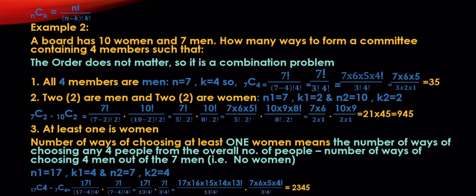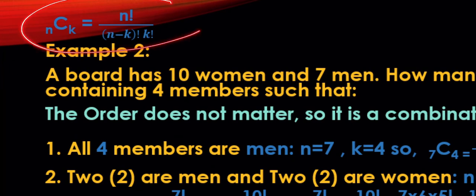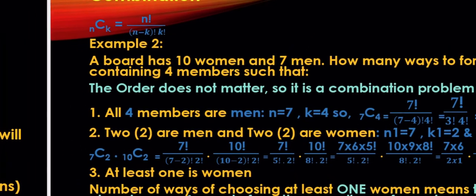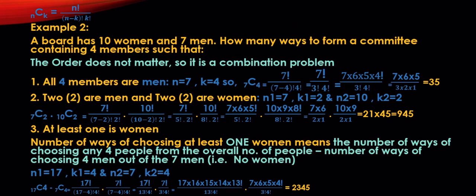Okay. Coming here to another example, example number 2 on the combination as well. Here I just highlighted the formula for us to remember it. nCk equals n factorial over n minus k factorial times k factorial. I'm repeating it just to keep it in mind, because it's good to find a way to memorize things.